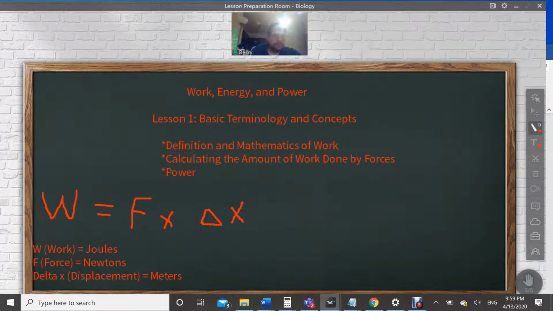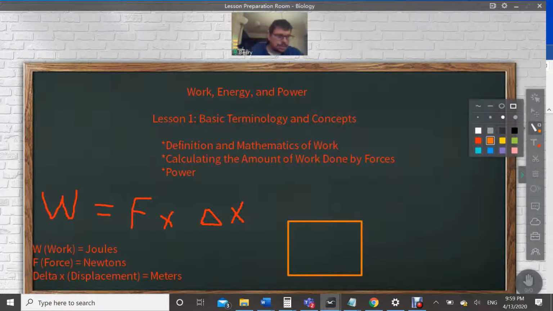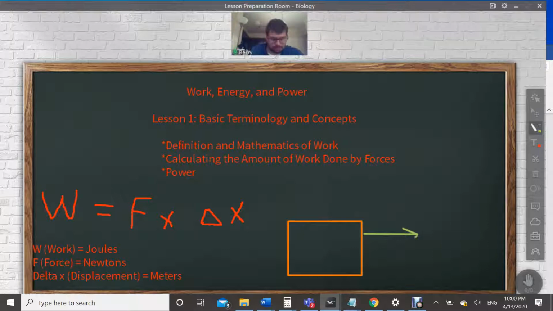Consider we were to have a box. And I'm going to get an orange one because I think that's really interesting. And let's say that we applied a force. We apply the force in this direction. Which direction would we assume the displacement?